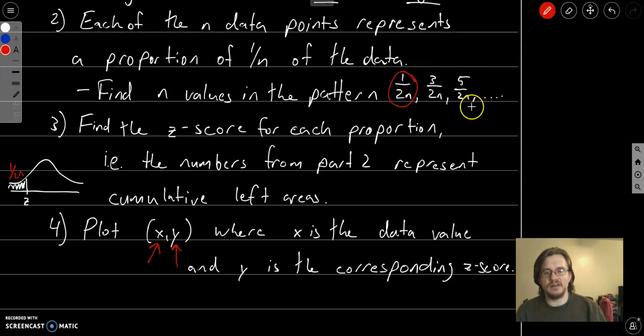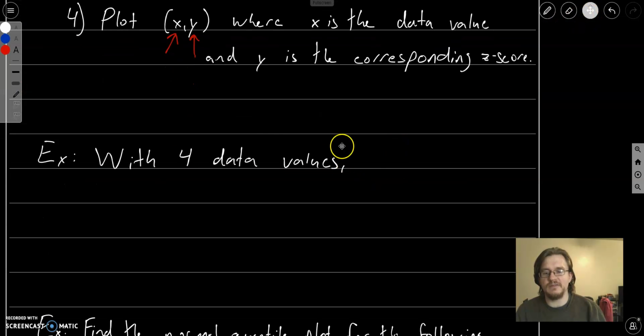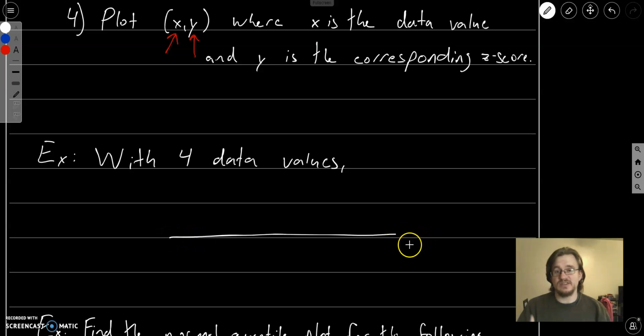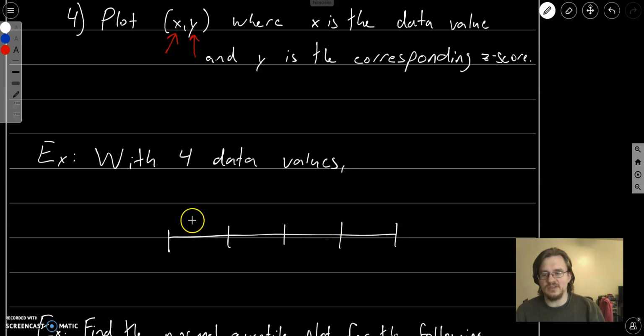So I want to talk about this pattern and where this comes from before I go through a more explicit example. So let's say that we have 4 data values. Those 4 data values will be essentially describing the entire data set, and if we sort the data, we can talk about, okay, so we'll have one data point representing the middle of this interval. We'll have one data point representing the middle of this interval, middle of this interval, and the middle of this interval. And we want to know what is the cumulative probability. So what is the probability of scoring less than this point?